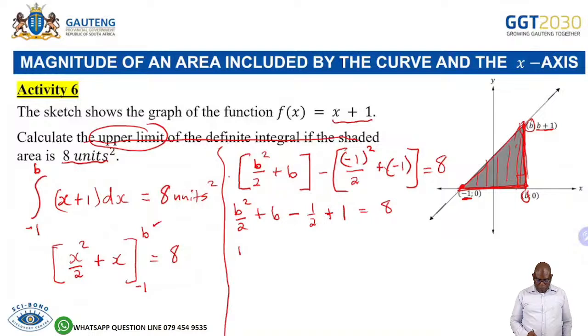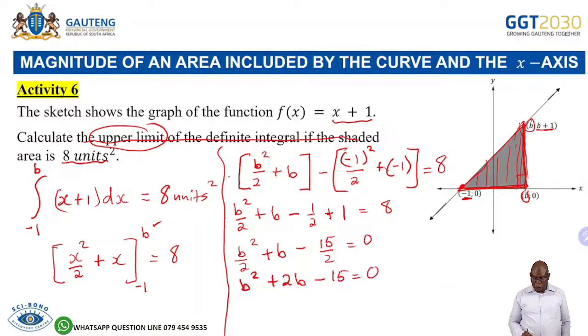So I'm going to have b squared over 2 plus b. If I add all those numbers, 8 comes to this side. So I'll have a half, I'll have a half, and then I'm going to subtract 8, so I'm going to get 15 over 2 equals 0. Then I can multiply throughout by 2, I'll get b squared plus 2b minus 15 equals 0.